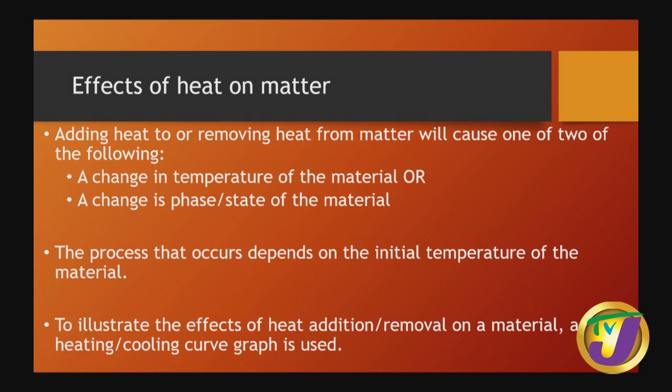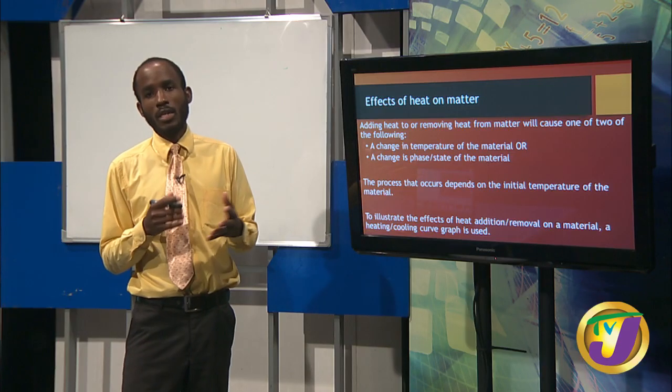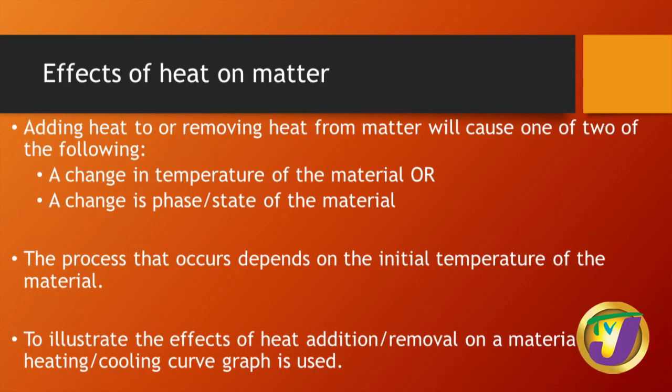Now, we're going to look at the effects of heat on matter. Adding heat or removing heat from matter will cause one of two of the following: either a change in temperature of the material or a change in state or phase of the material. Remember, temperature is a measure of hot or cold? Right. But here's a new thing: change of phase or state.